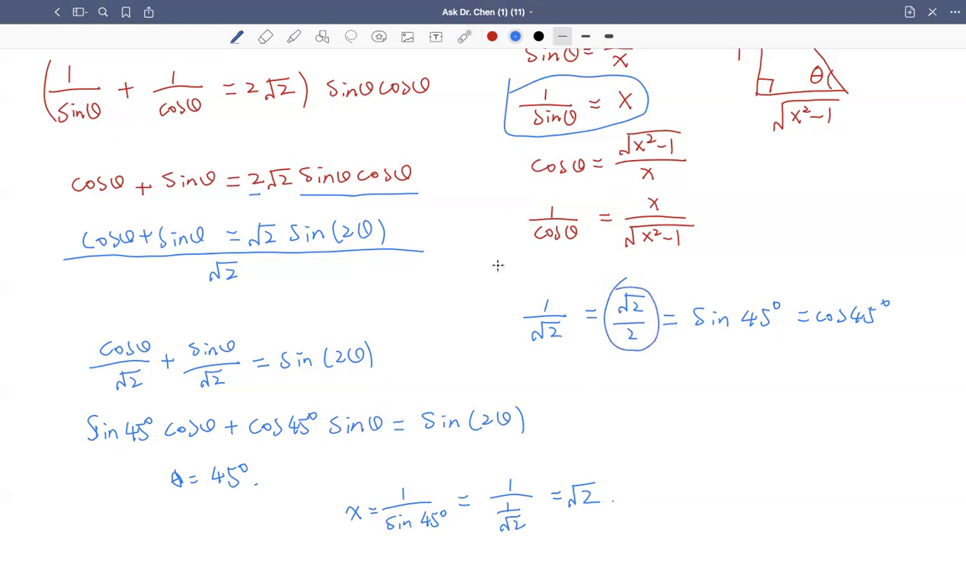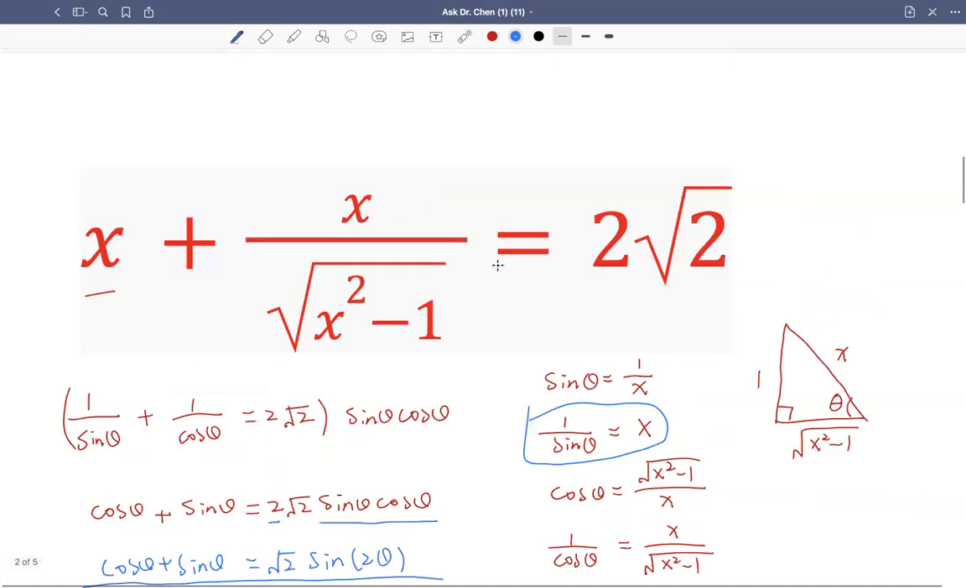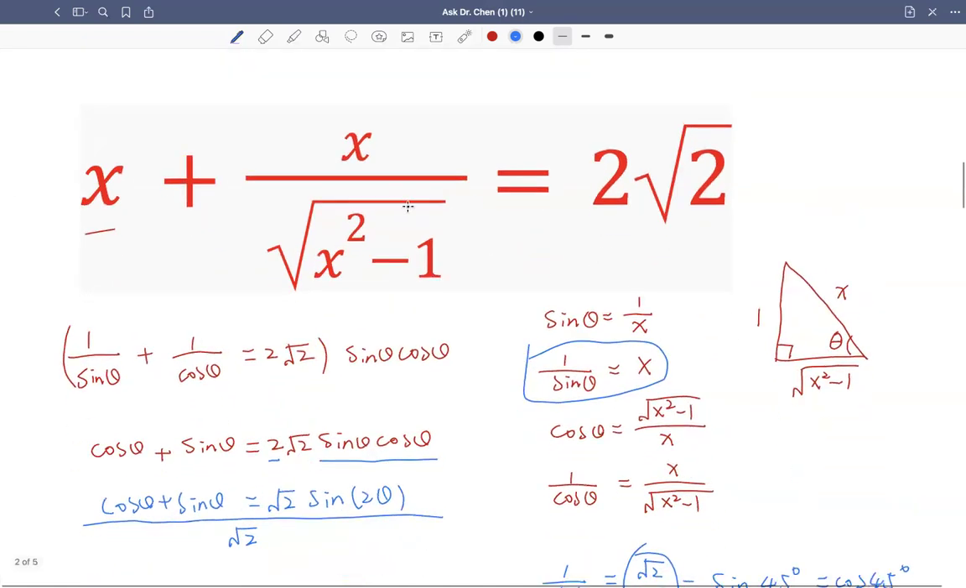Okay, so this is just to show one way to solve this kind of equation. When we see a square root of a difference like x squared minus 1, we automatically think about the Pythagorean theorem.